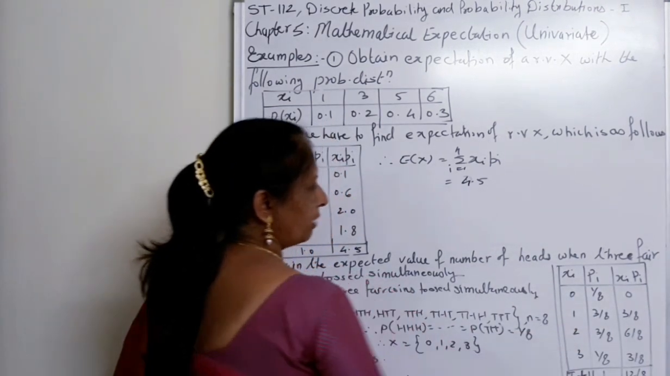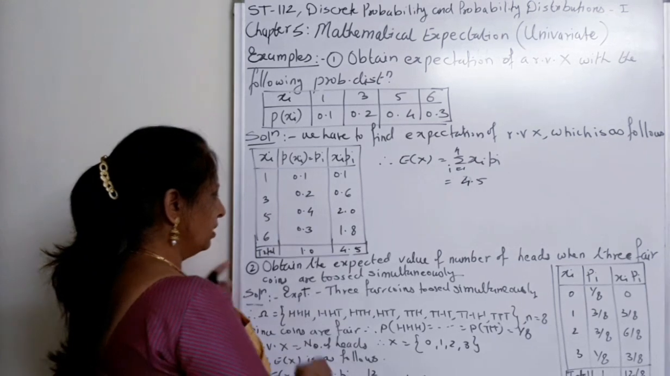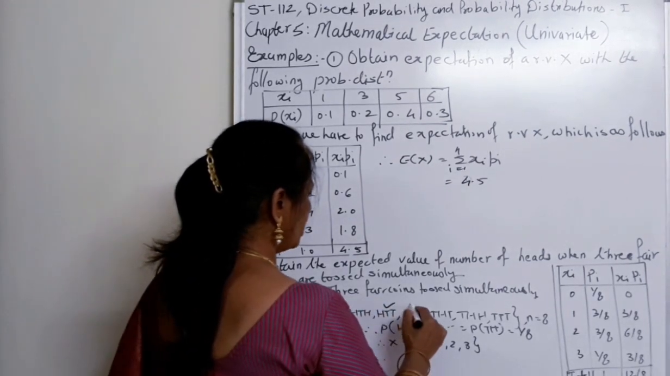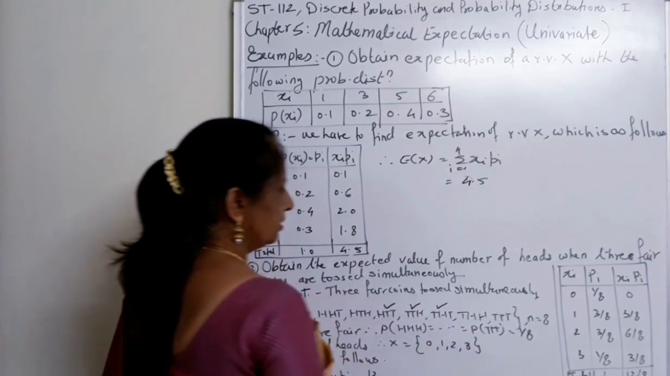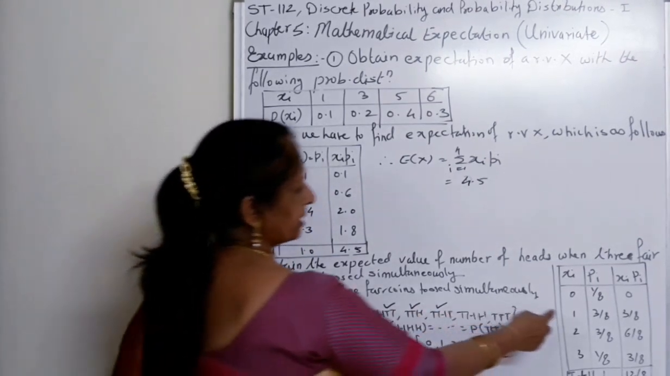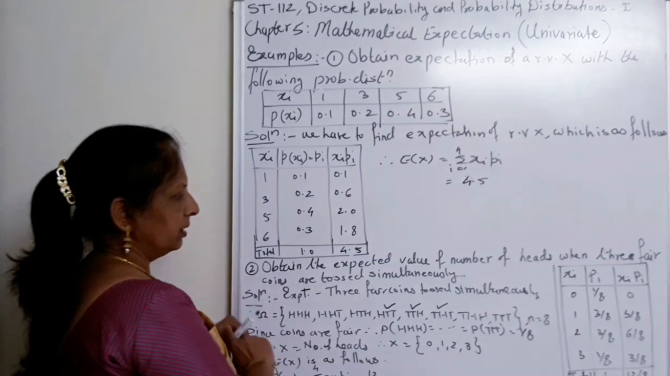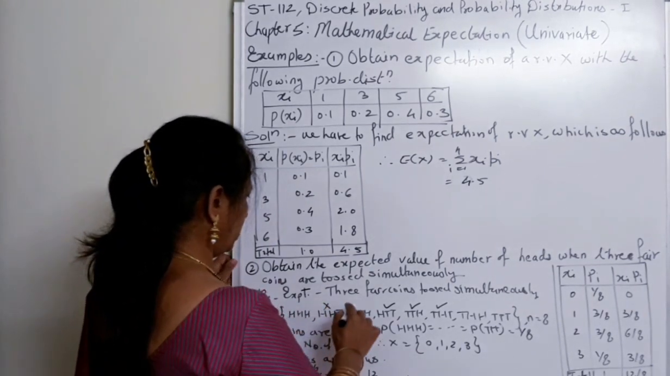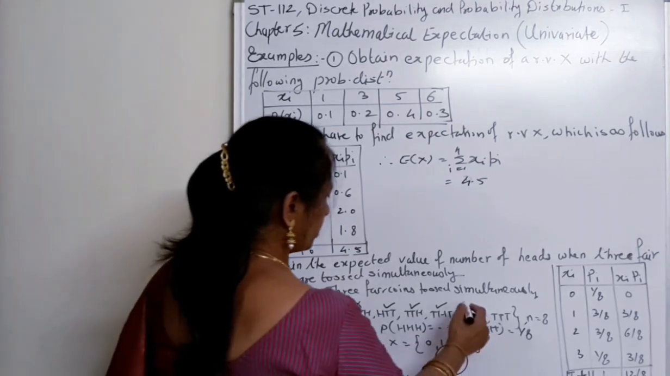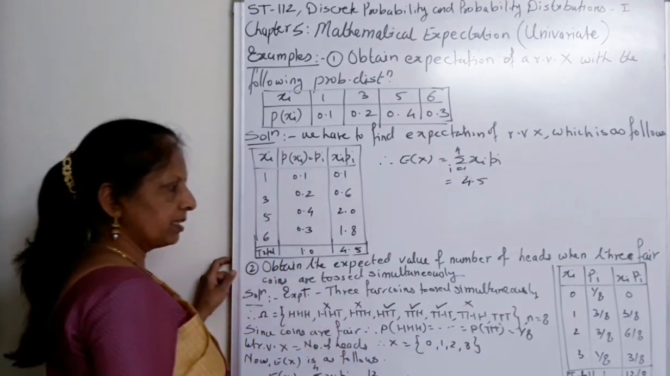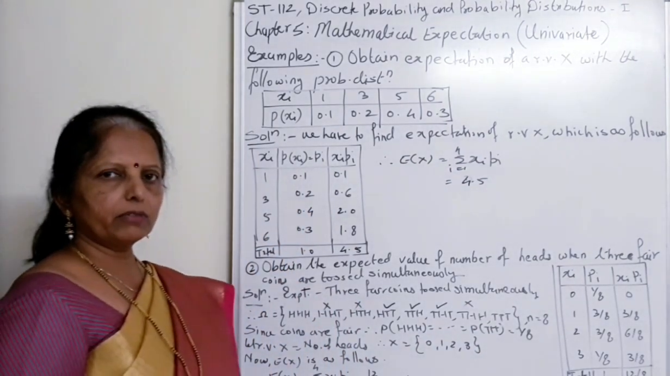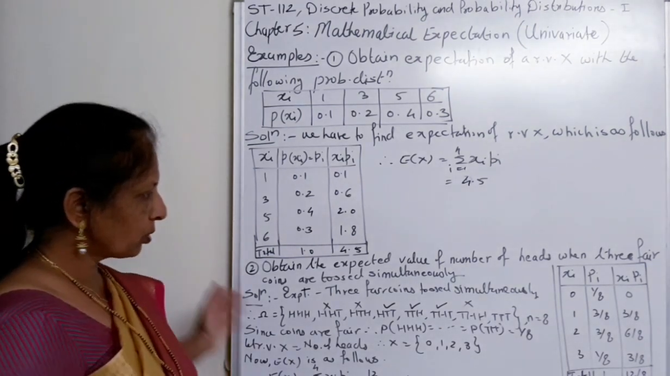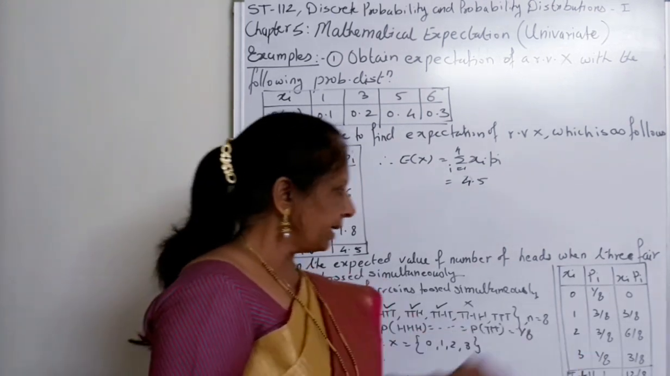Number of heads equal to 1. There are 3 sample points, this one, and this one. So that's why its probability is 3 by 8. Number of heads equal to 2. Here the number of heads is 2, here also 2, here also 2. So like this there are 3 sample points which contain 2 heads. So the total probability will be 3 by 8.